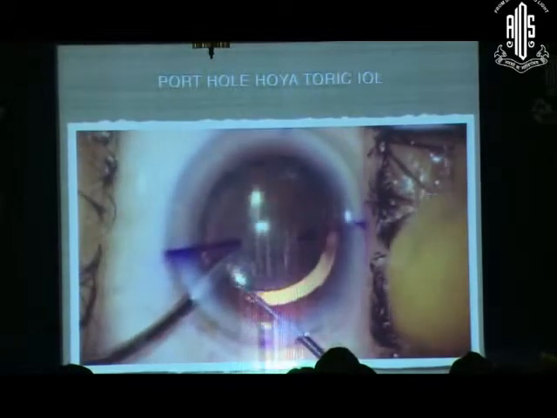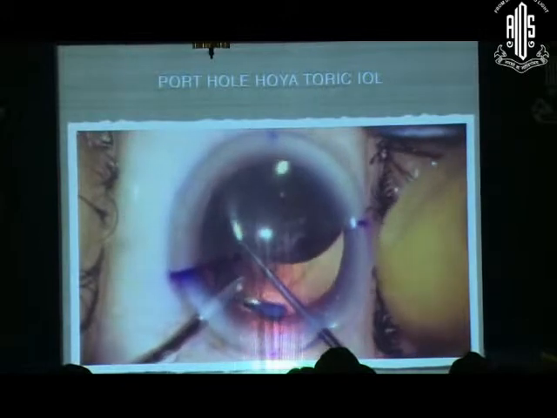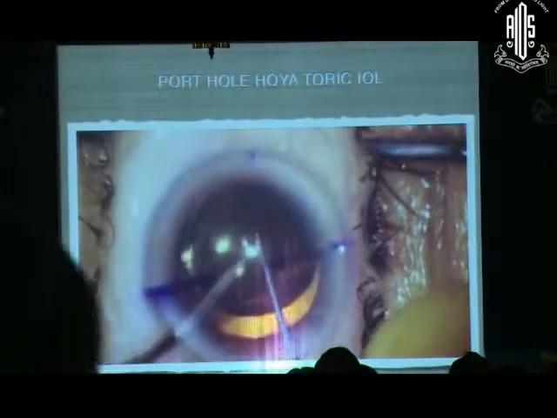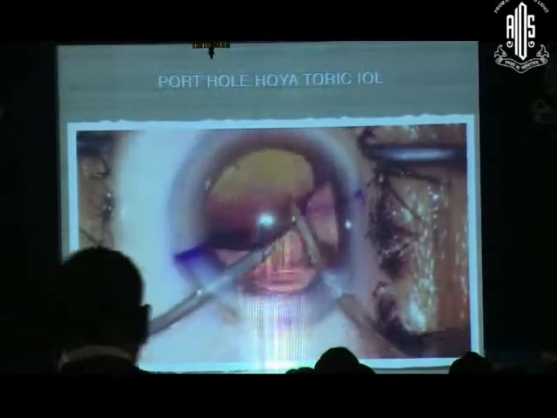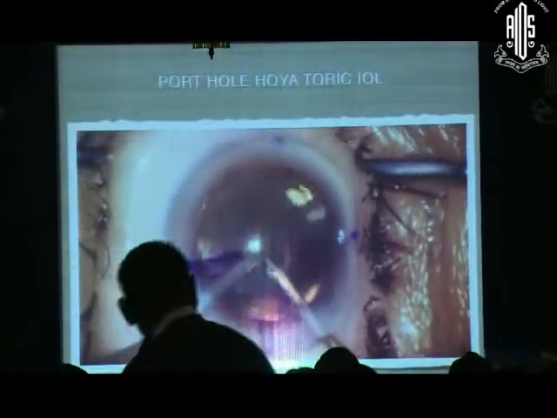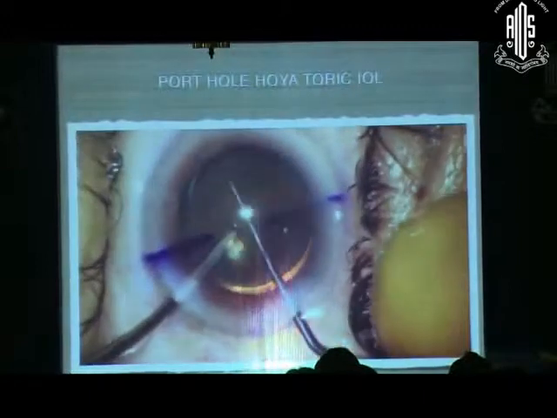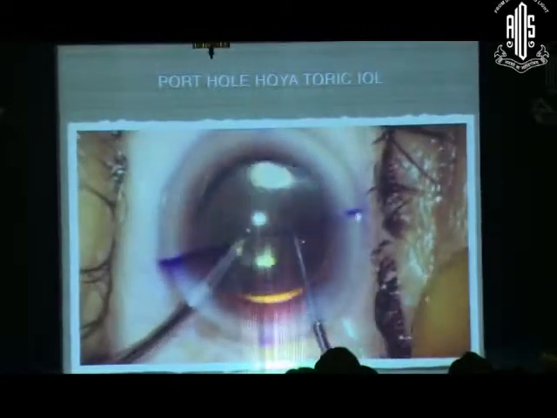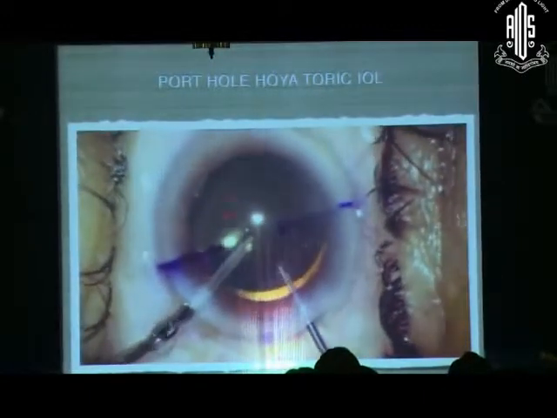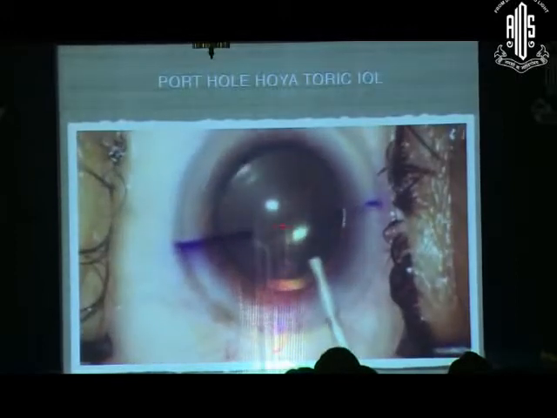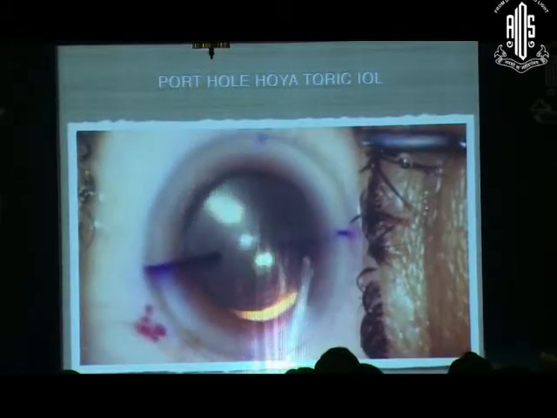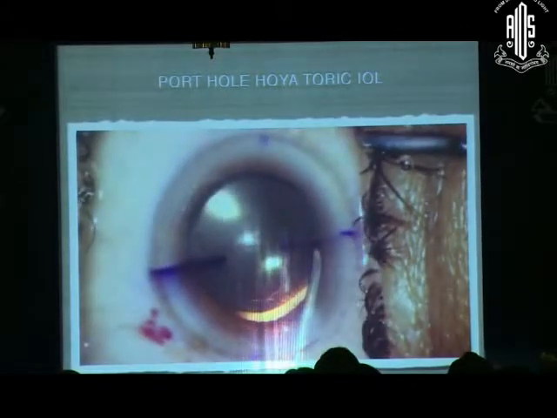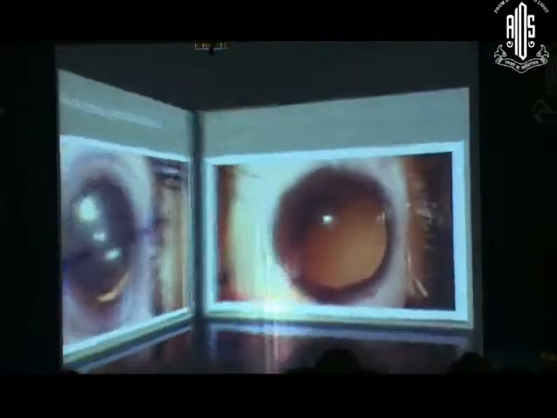Now, this IOL is implanted in the capsular bag. You can see these two toric IOL marks. It's always essential to go behind the IOL optic and remove the OVD, because the residual OVD may cause the post-operative rotation of the IOL. Okay, so that is how you implant the IOL.